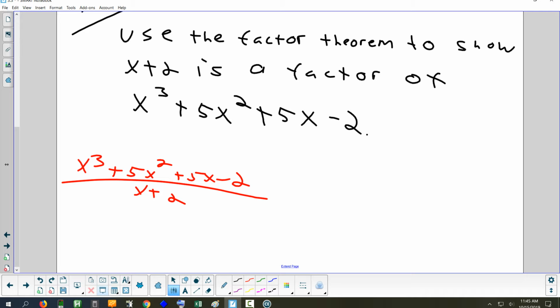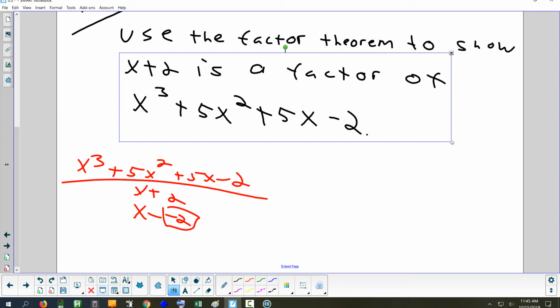Or, what number can I plug into the top and quickly get the remainder? Be careful. 2. -2. Right? You've got to divide by x minus a number, not x plus. So plug -2 into the top, and let's see if we get a remainder of 0. And if we do, then x plus 2 is a factor.